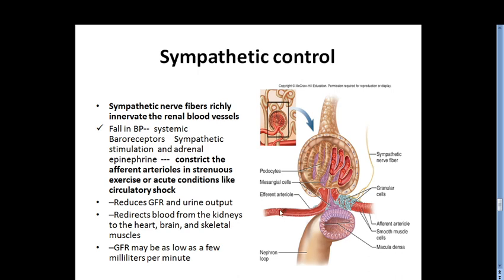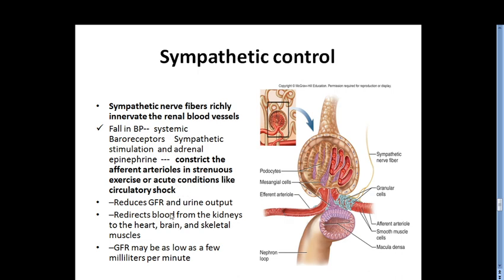So this has two effects. One is it directly acts over the blood vessels, the afferent arterioles, because they have adrenergic receptors, alpha 1 adrenergic receptors, so they respond to adrenaline and noradrenaline. Similarly, it also stimulates the JG cells and they secrete renin. Through the release of renin, another mechanism, the hormonal regulation, is initiated.